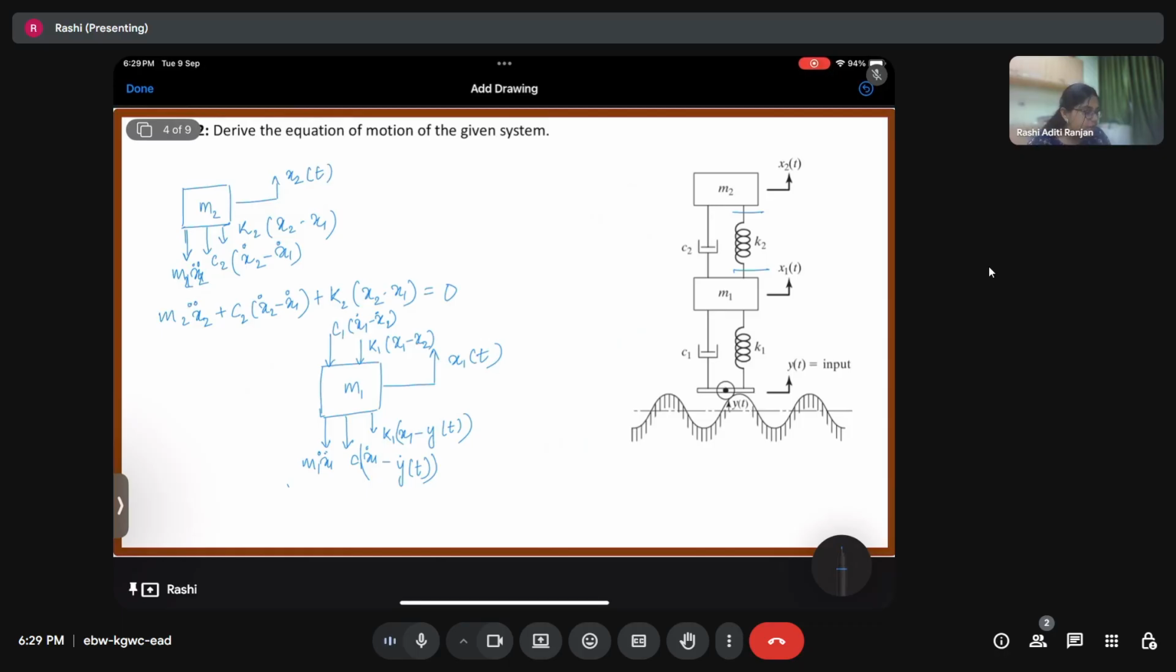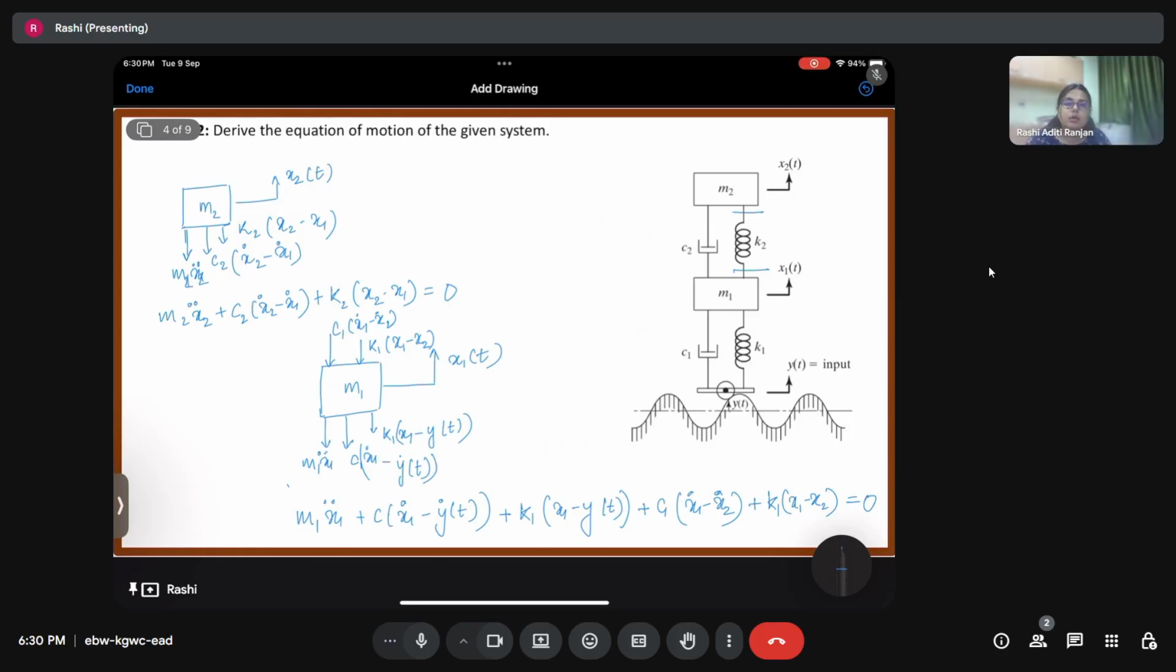So using this, the equation of motion becomes m1 x1 double dot plus c1 into x1 dot minus y dot of t plus k1 into x1 minus y(t) plus c2 into x1 dot minus x2 dot plus k2 into x1 minus x2 is equal to 0.